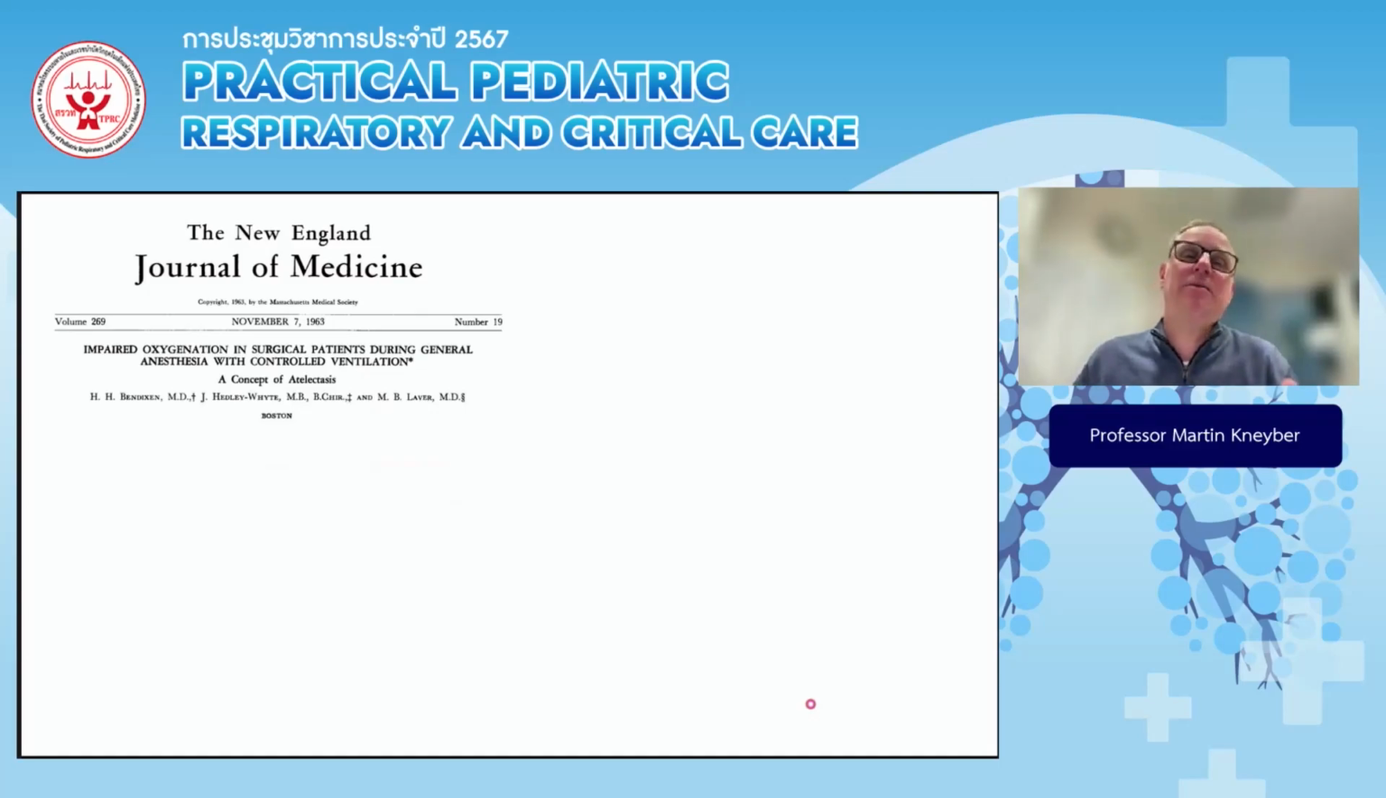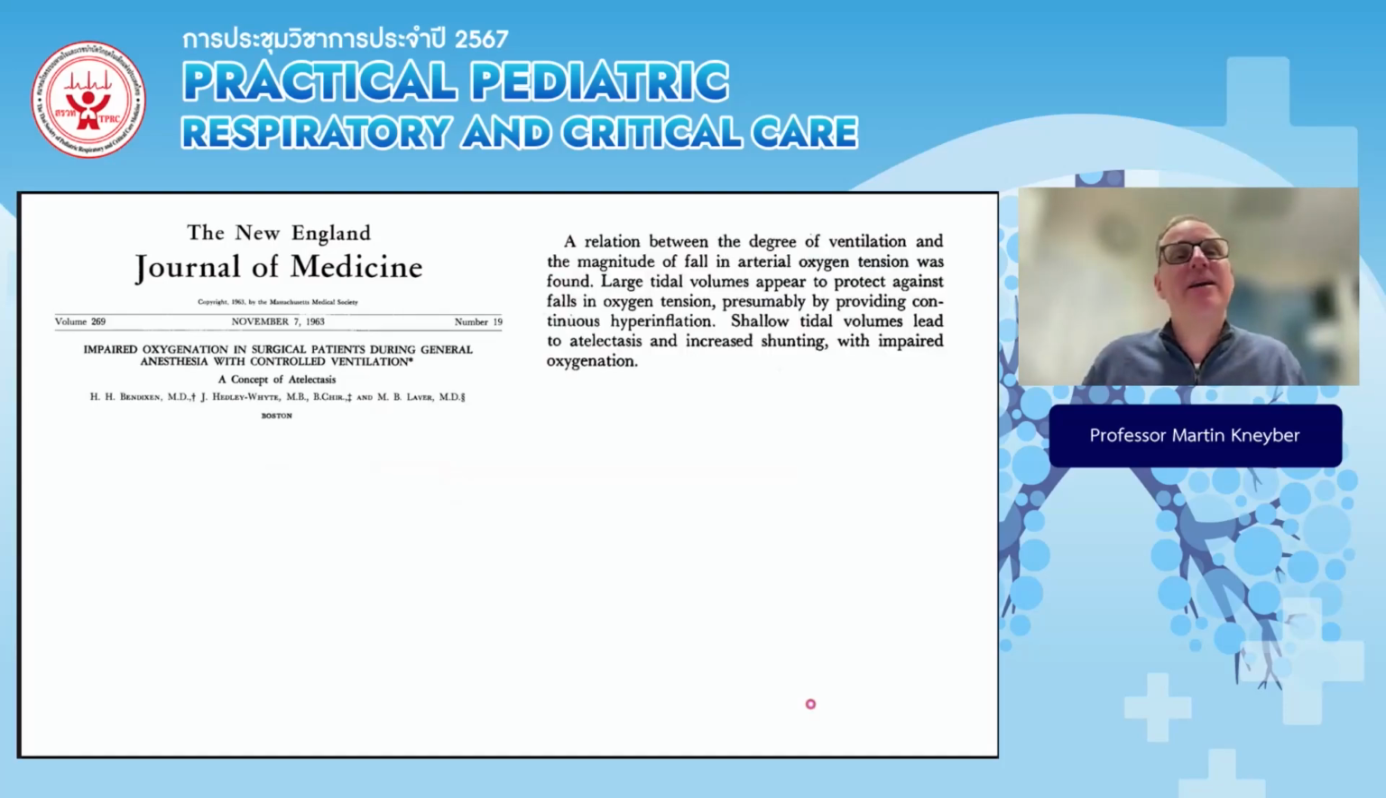Let's go back in time. So we had the description of ARDS by David Ashbaugh. And then in the 1960s, our knowledge of how we ventilated in the intensive care unit came from the operating room, because the ICUs were in the early beginning primarily designed and driven by anesthesiologists. At that time, it was advocated to deliver large tidal volumes because they protected against hypoxia. Shallow tidal volume would lead to atelectasis and increased shunting.